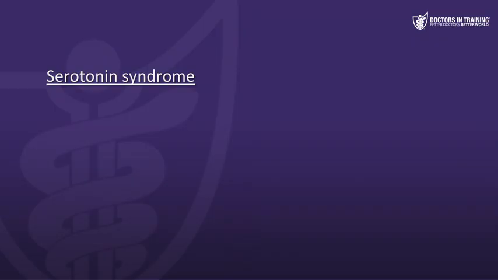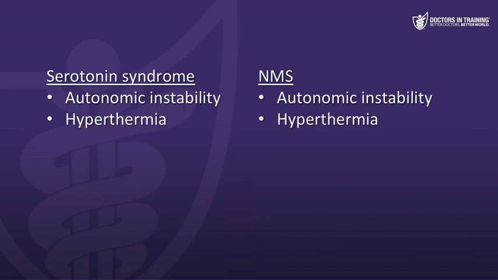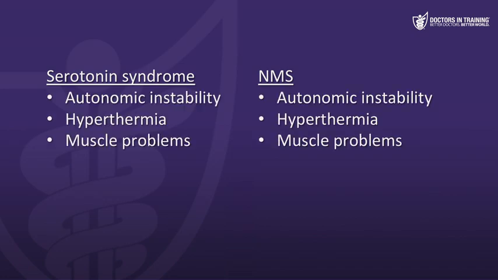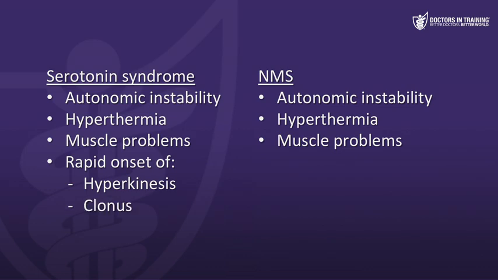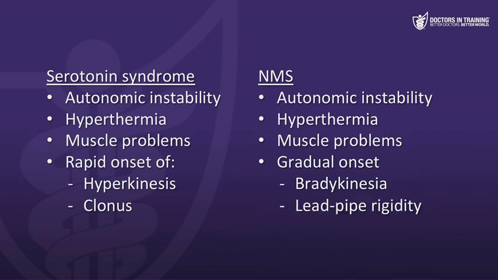Then real quick, you should also know the difference between serotonin syndrome and neuroleptic malignant syndrome, which is a side effect of antipsychotic drugs. Now, both of these cause autonomic instability and hyperthermia and muscle problems. But an important distinction is that serotonin syndrome is definitely characterized by rapid onset of hyperkinesis and overactivity and clonus. Neuroleptic malignant syndrome has more gradual onset and bradykinesia, or slow movements, and lead pipe rigidity. So lead pipe rigidity for neuroleptic malignant syndrome, and clonus is for serotonin syndrome.